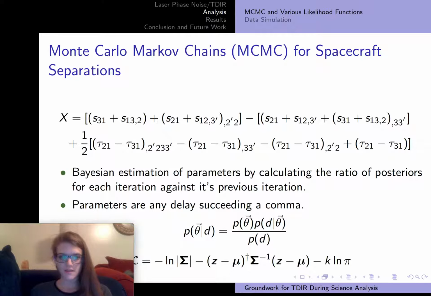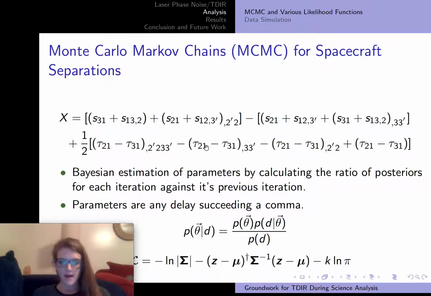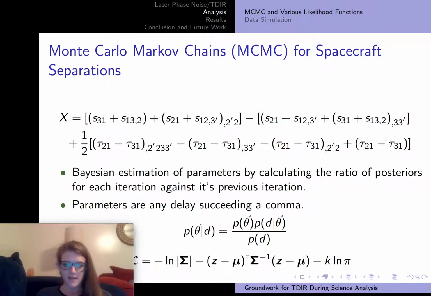So for this case, the model is the TDI equation, that's TDI 1.5, rigidly rotating, and the parameters are any of the external delays that we need to input into TDI to cancel the laser frequency noise. So anything that is succeeding a comma. And then I write down the likelihood function down here. You can't see it, everything's done in log, so that's the log likelihood.